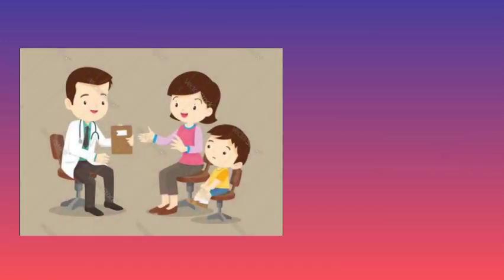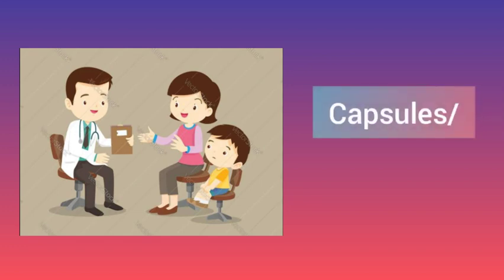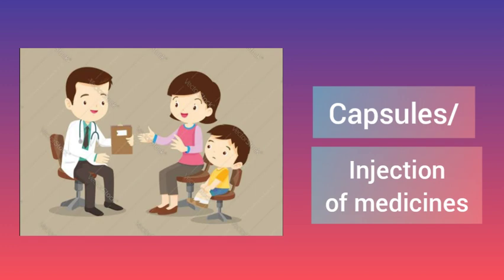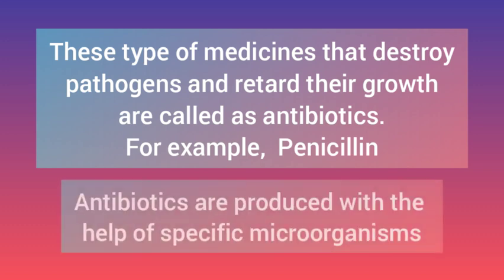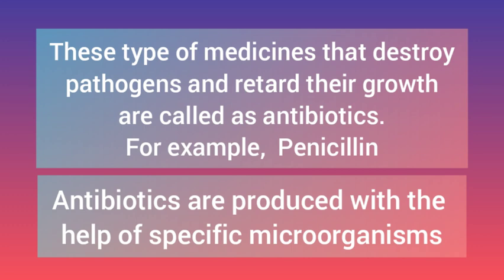Well, when sometimes you feel ill, the doctor prescribes capsules or injections of medicines. These types of medicines that destroy pathogens and retard their growth are called antibiotics. For example, penicillin. These antibiotics are produced with the help of specific microorganisms.